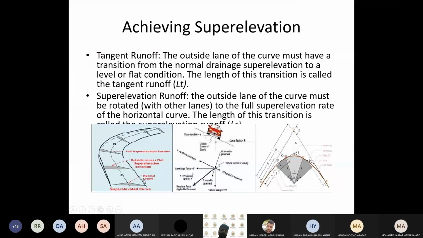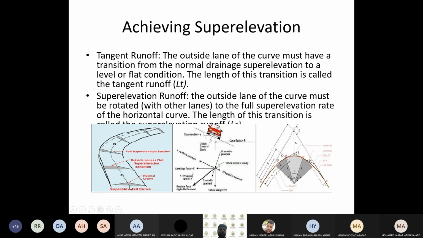Yes. Okay, so I was saying this is the normal slope of the road, and you have to change it from this shape to this shape, so that the whole surface is inclined towards the center of the curve, so that the car is pushed towards the inside. It has to be done gradually, and it will be done in two stages. The first stage is known as tangent runoff, and the second stage is known as super elevation runoff.